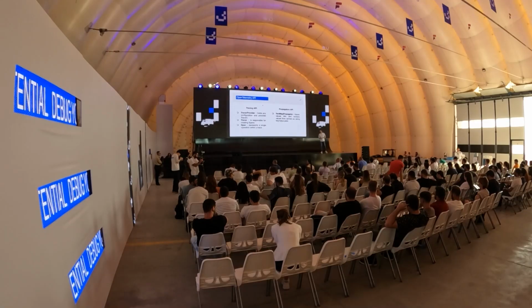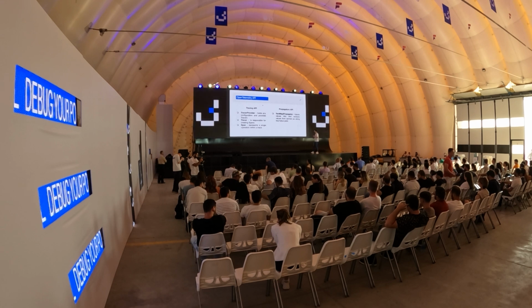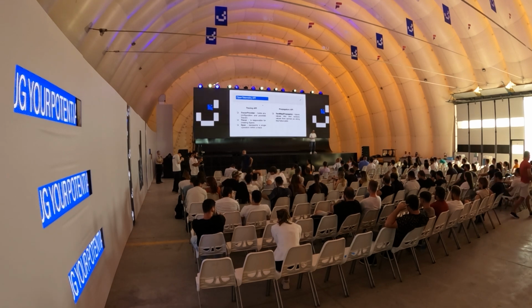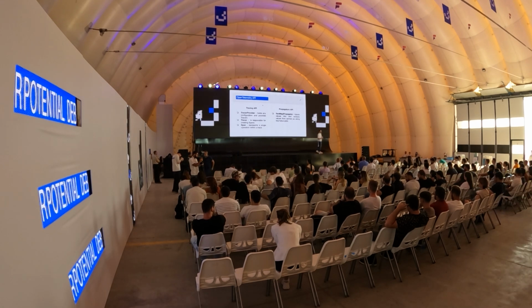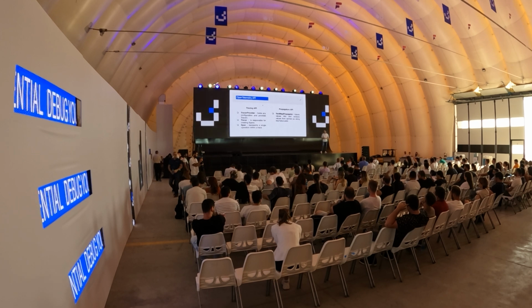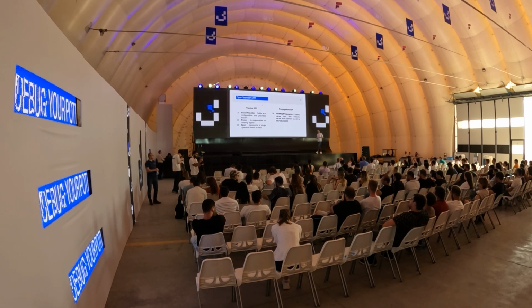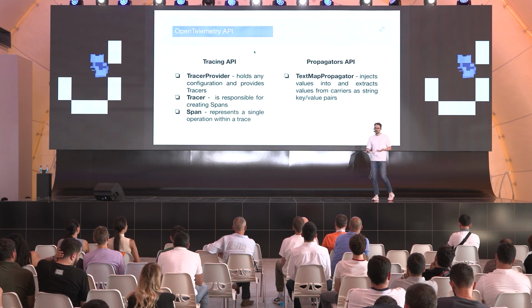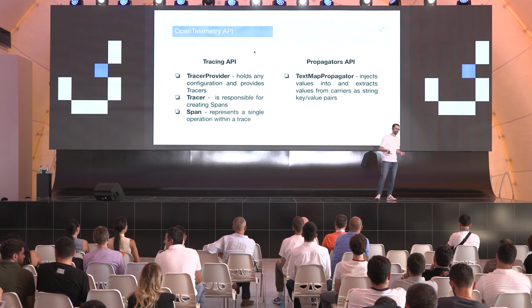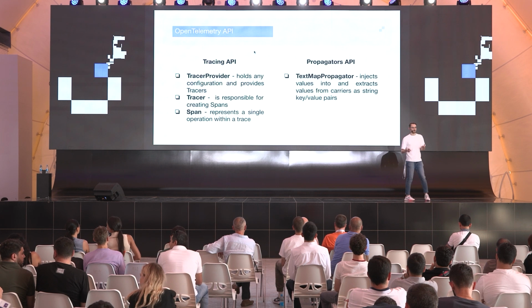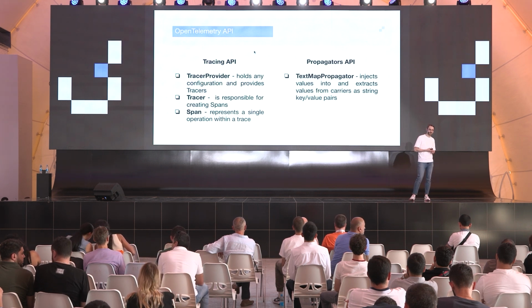Tracing API describes three entities. The first one being tracing provider. It holds all the configuration needed for the delivery pipeline and is responsible for creating tracers. A tracer is an entity that provides spans, and a span is a piece of information, like a unit of work in the trace that we are interested in.